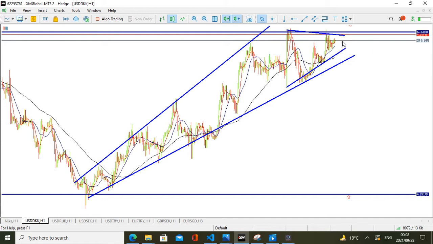So price is currently being squeezed in this area here, and we're looking for a breakout.